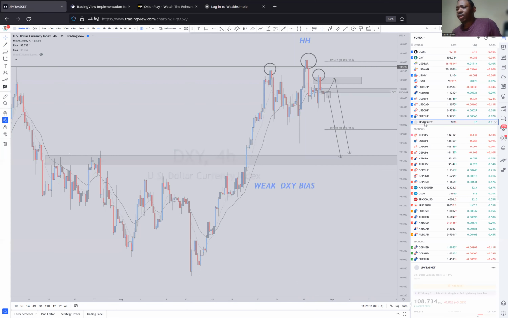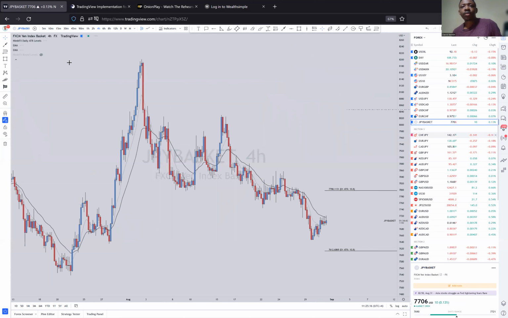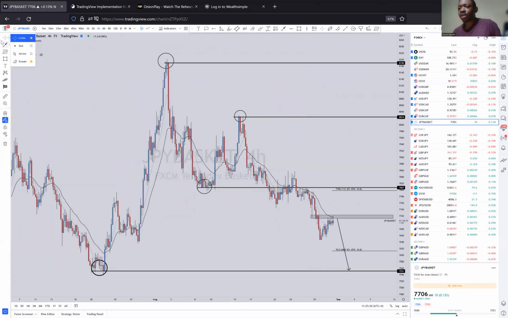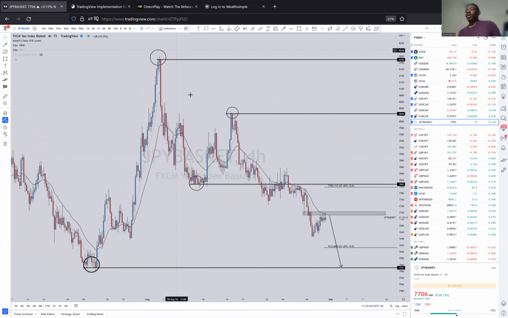Last but not least, let's look at the JPY basket. So I have this nice markup here outlining the structure of the JPY basket. What we can see here is this is our main low, our main high. Price created this level, pulled back, and we are trading below this EMA here. Price pulled back to this level here. So this is a key decision level.